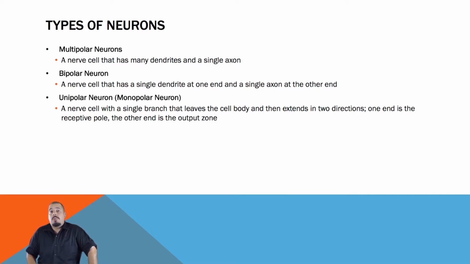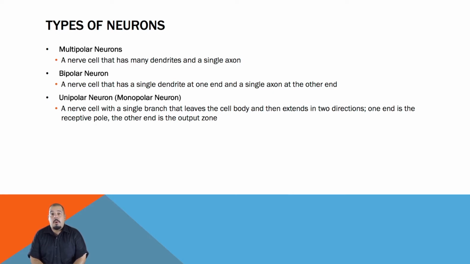Multipolar neurons are the most common type of neuron and exist in the brain and spinal cord. They have many dendrites to receive messages and one axon to transmit its messages, but still have many axon terminals. Thus, its message can be sent to multiple neurons at the same time. Bipolar neurons have a single dendrite that can branch off and a single axon on the other end. These are the types of neurons that are responsible for our sensory systems, such as vision.